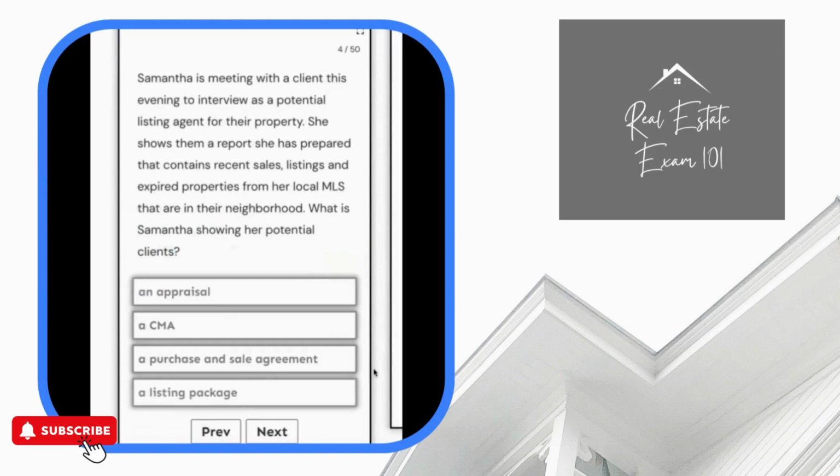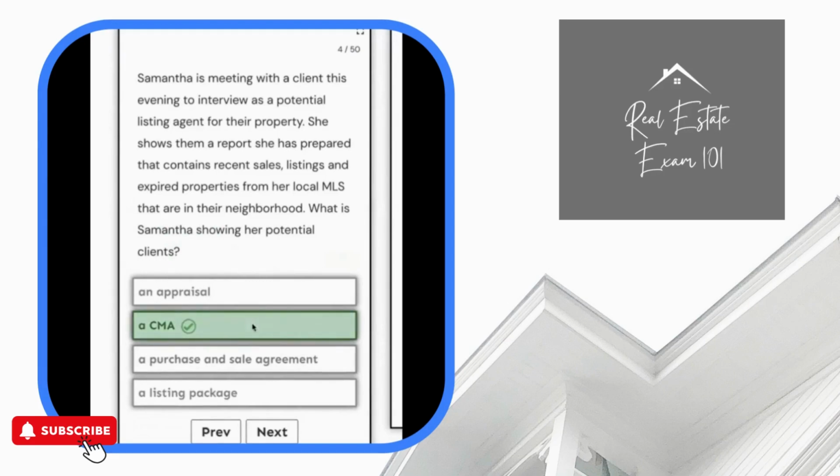So Samantha is meeting with a client this evening to interview as a potential listing agent for the property. She shows them a report she has prepared that contains recent sales, listings, and expired properties from her local MLS that are in the neighborhood. What is Samantha showing her potential clients? And this one's pretty straightforward. This is the CMA, right?